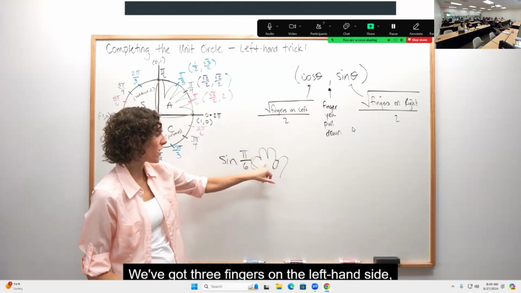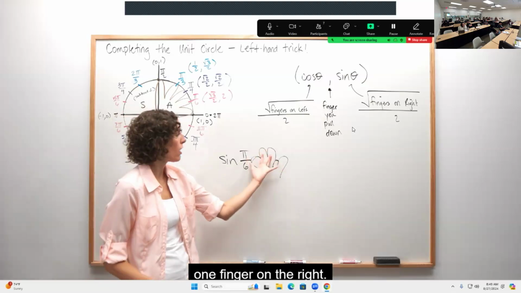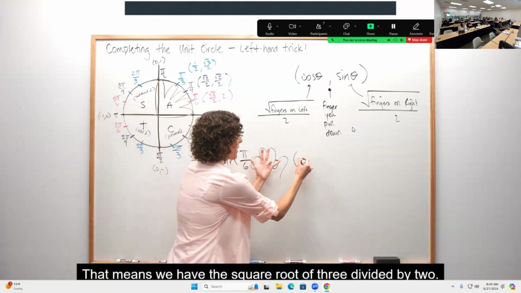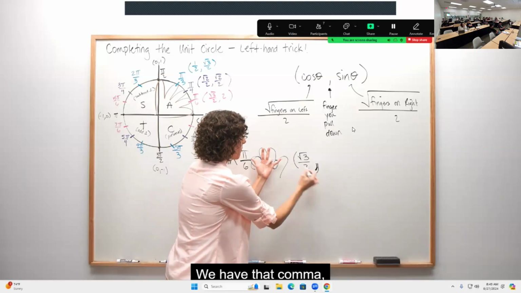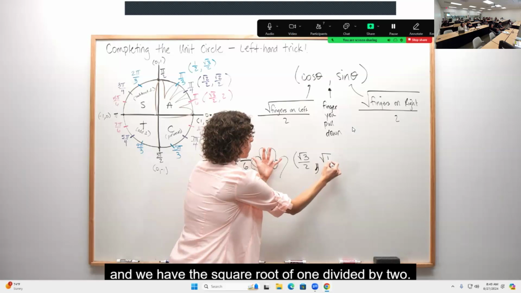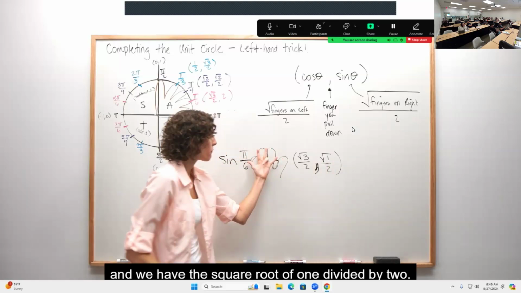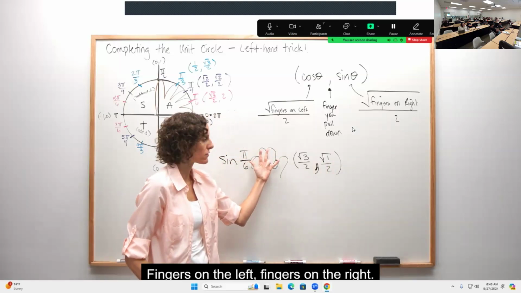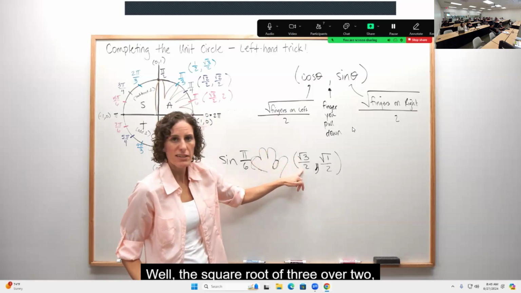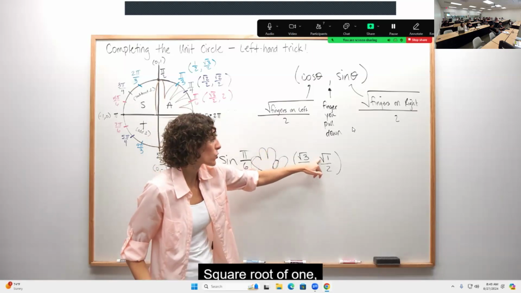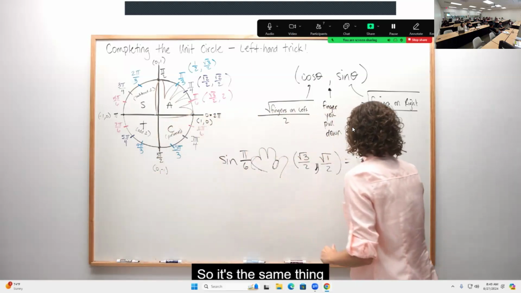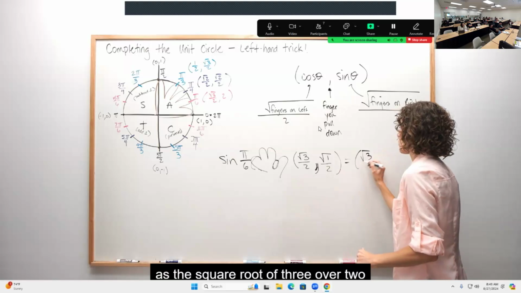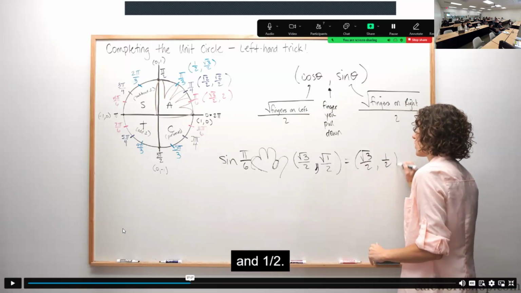We've got 3 fingers on the left-hand side, 1 finger on the right. That means we have the square root of 3 divided by 2. We have that comma, and we have the square root of 1 divided by 2. Well, the square root of 3 over 2, that's just as simplified as I can get. Square root of 1, well, the square root of 1 is just 1. So it's the same thing as the square root of 3 over 2 and 1. Does that make sense?